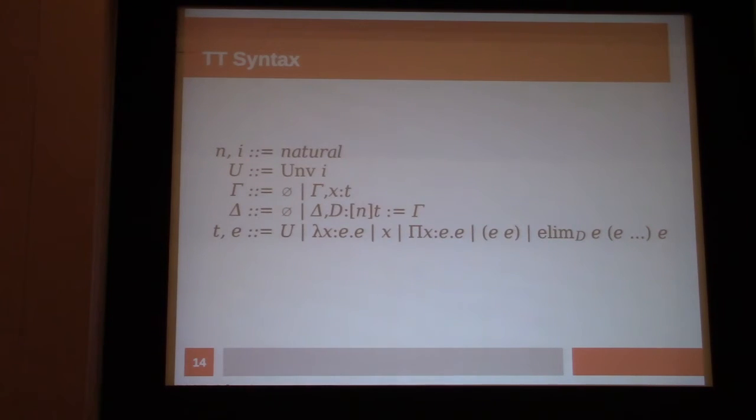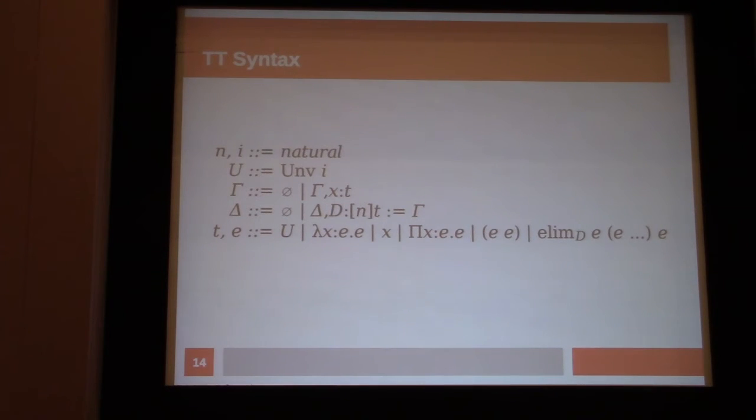In TT we have universes written univ i with some level i. We have an infinite hierarchy of cumulative universes, and we have one impredicative universe at the bottom. We can think of this as Set in the universe hierarchy in Coq with an impredicative Set. We also have inductive data definitions, so we can define a new inductive type D of type T, where the first n arguments are parameters, and its constructors are declared by gamma.